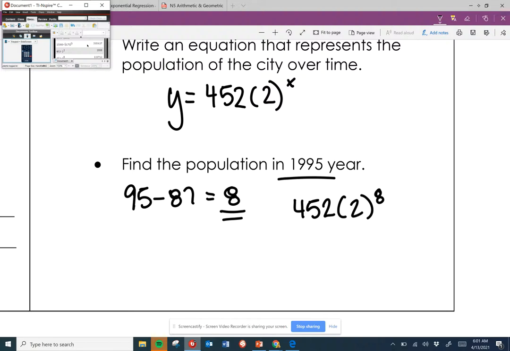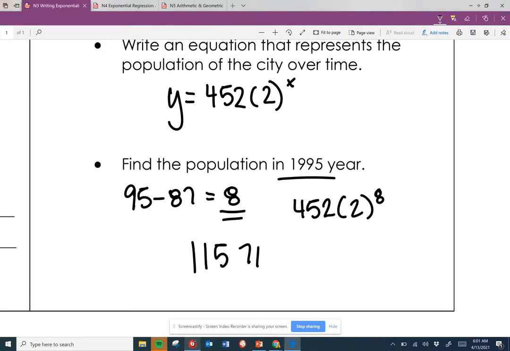$115,712. And we're talking about population, so here our label is people.